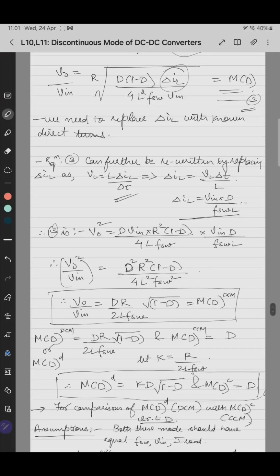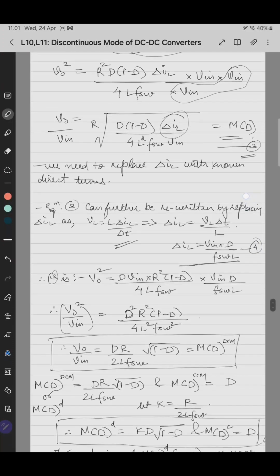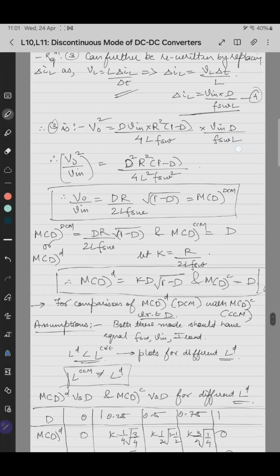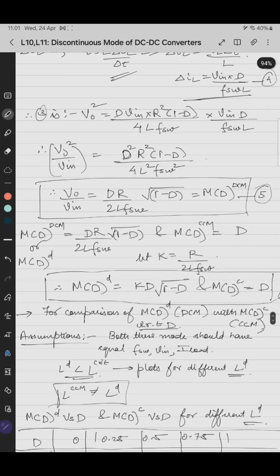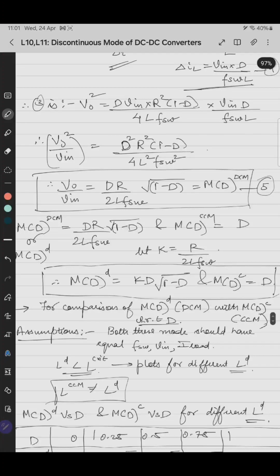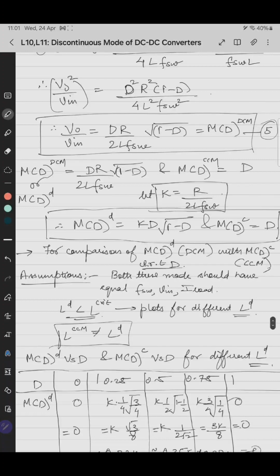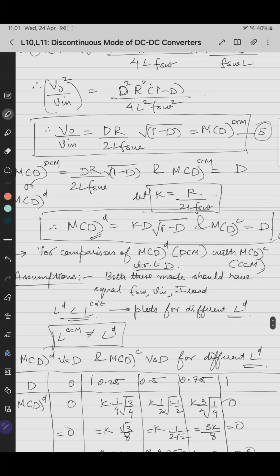So substituting delta IL, which is in equation number 4, into equation number 3 and solving it, what we can get is the expression of V0 versus Vin, which is equation number 5. Let me write it, equation number 5. So V0 by Vin, that is M of D for discontinuous mode, is D into R by 2L F switching into under root of 1 minus D. So let's assume that the term R by 2L F switching is K. So M of D for discontinuous conduction mode is K D into under root of 1 minus D.